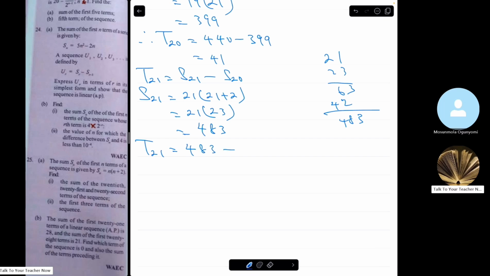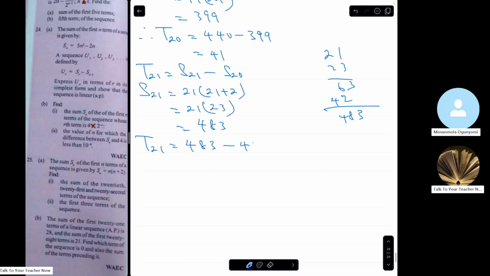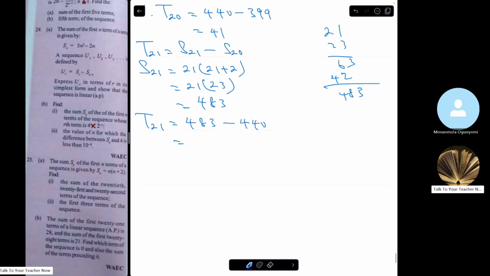S21, which is 483, minus what? What's S20? Minus 440. You will not find that one, you already know it again. And that's what? 43, beautiful. So what's the next one?